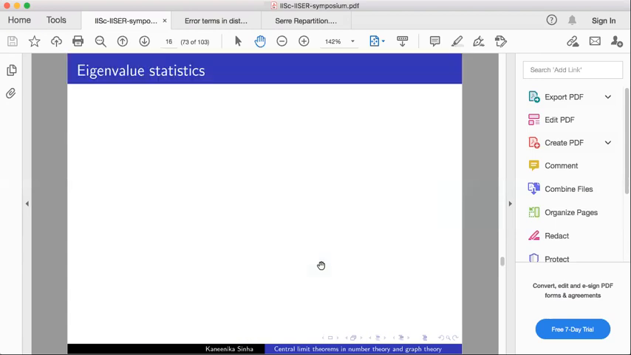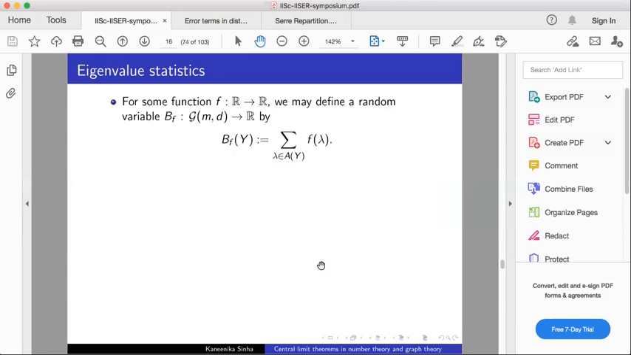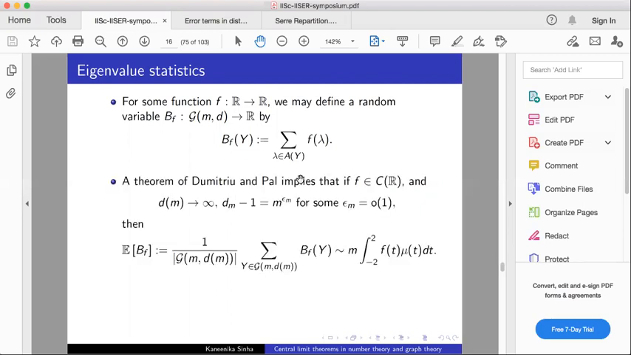So now we express our eigenvalue statistics and questions related to them in the same language in which we discussed our questions about eigenvalues of T sub p. So what we do is, for some real valued function f on R, we may define a random variable B sub f on this collection G of m comma D as follows. We take f of lambda and sum it over all the eigenvalues lambda lying in A of y. So this is our random variable. It is not just f of lambda for some particular eigenvalue, as was the case when we were looking at modular forms, but here this is in fact the trace, so the sum over all the eigenvalues.